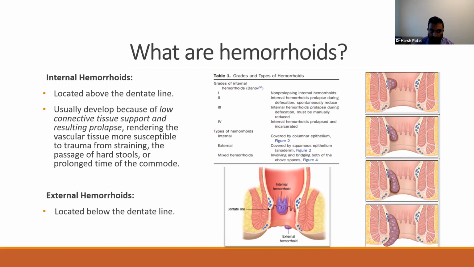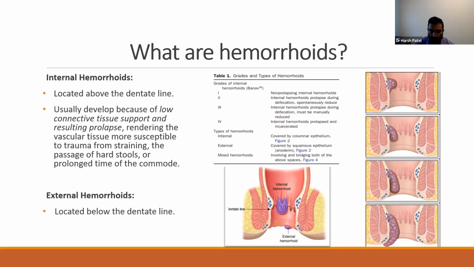So the internal hemorrhoids, as I stated, are located above the dentate line. As far as why they develop, usually a consequence of low tissue support and then prolapse of the tissue. Some of the exacerbating factors include trauma from straining, from passage of hard stool and constipation, and also spending a long time on the commode. On the other hand, external hemorrhoids, go figure, are located below the dentate line. Couple of points I'd like to make about internal hemorrhoids.